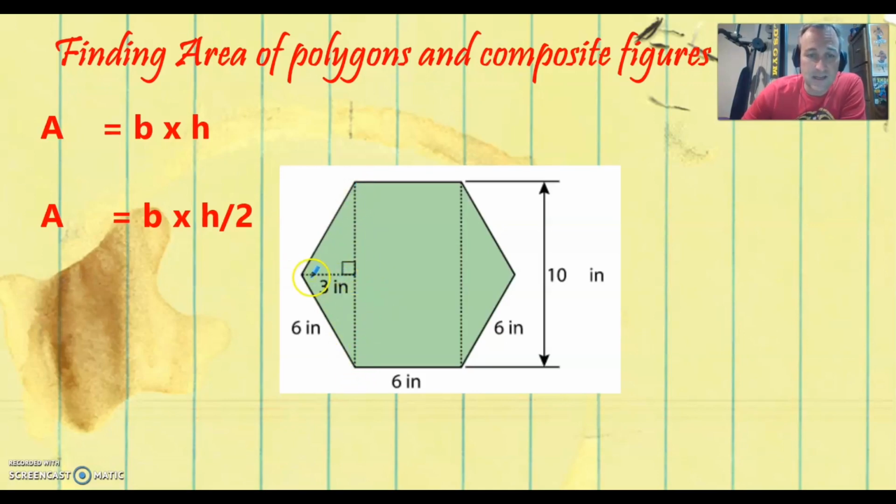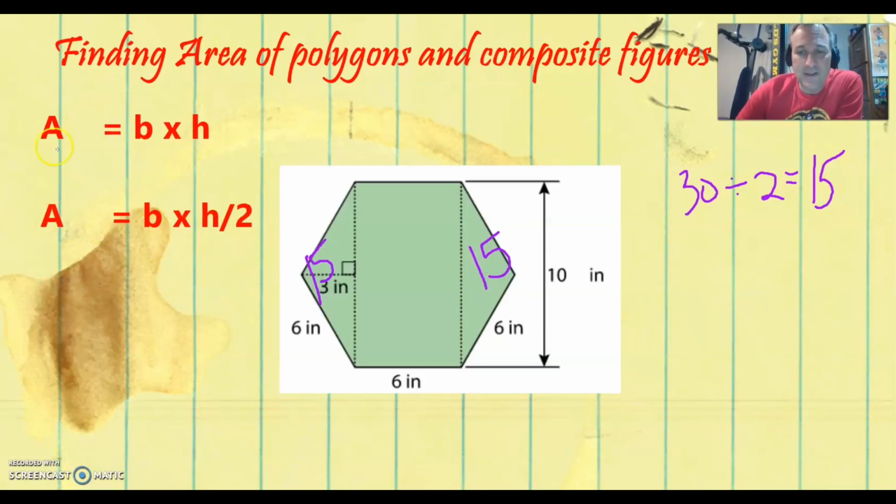So I take 10 times 3, which of course is 30. So let's put that here. We have a base times height of 30, and then we have to divide by 2 because of the area formula for a triangle, and 30 divided by 2 is 15. So the area of each of these is 15.